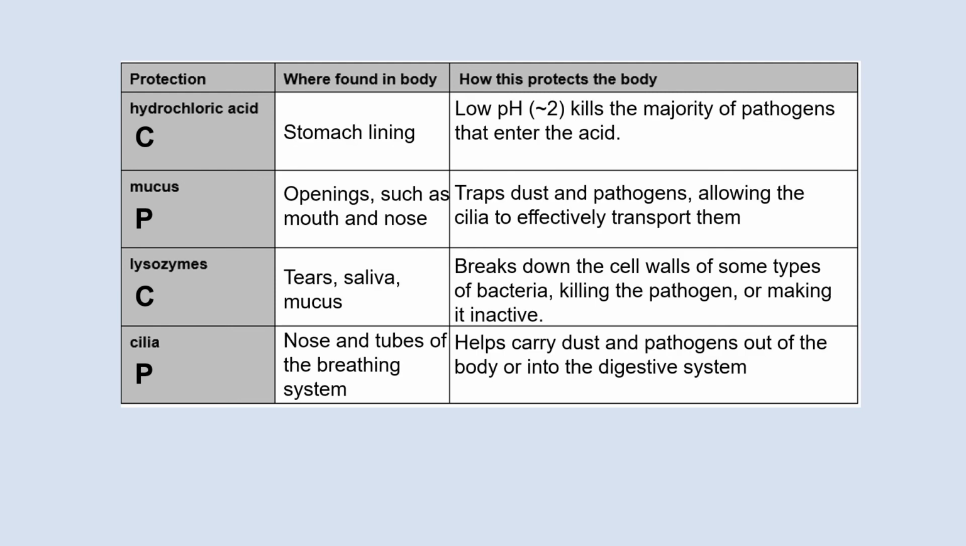Oh, thank goodness for that. I did type it. So the hydrochloric acid is of course found in the stomach, mucus in any openings: mouth, nose, trachea, lungs. Lysozymes are found anywhere where liquid is secreted, and the cilia are in the nose and the tubes of breathing, so the trachea, nose, nostrils, whatever you want to call it.